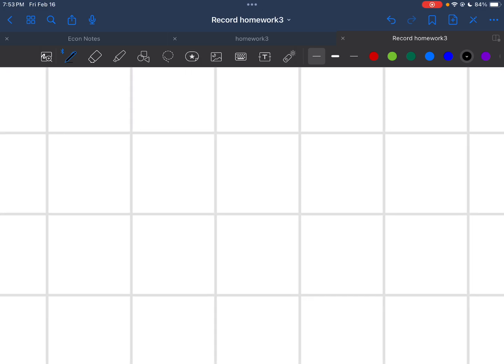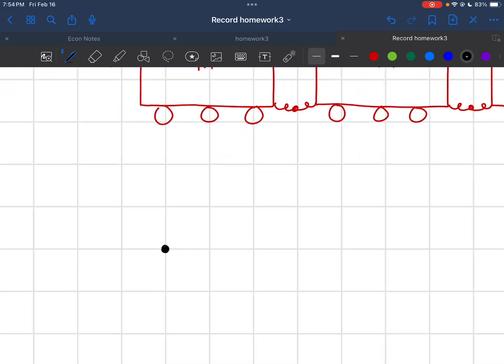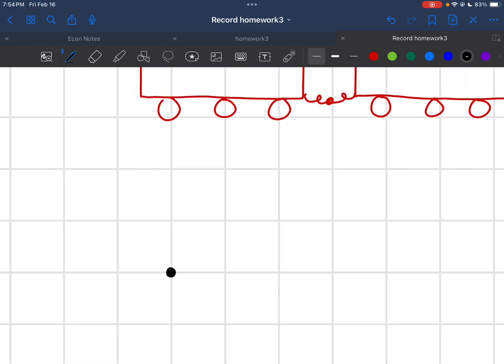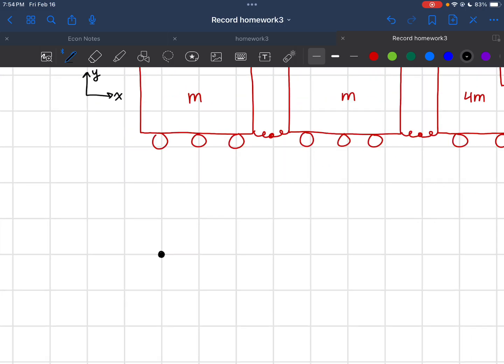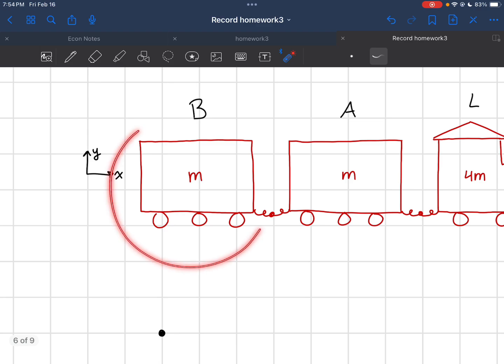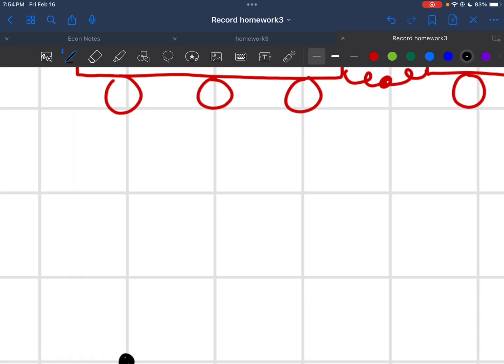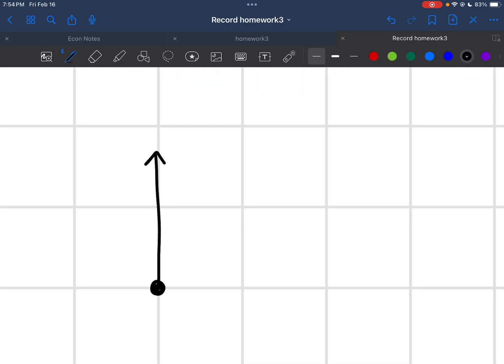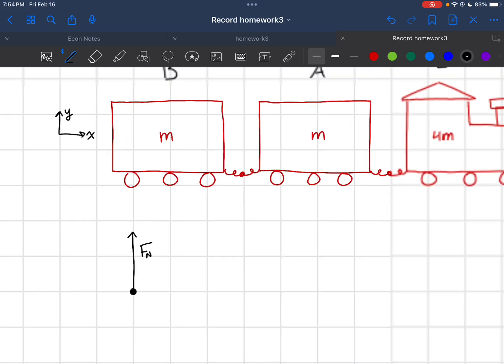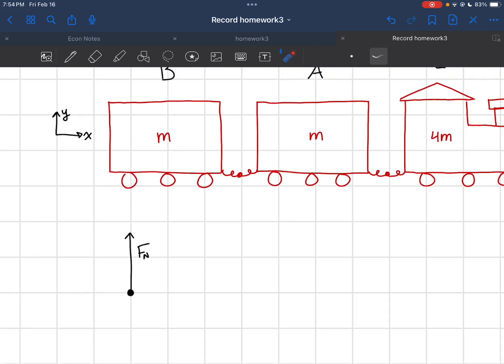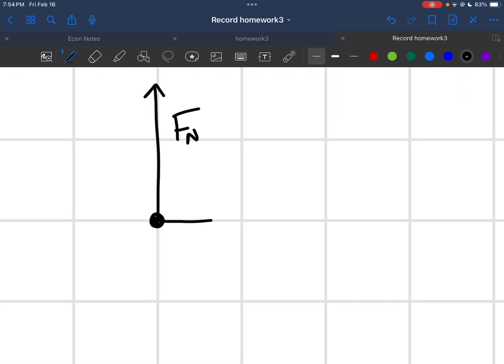So I'm going to start with the car in the back. I just think that one might be the easiest, because the only thing that's touching the car is the ground. So I'll have some normal force of the ground pushing up on it, but also the other car. And car A is going to be pulling it forward. So I'll call that the force of car A on car B.